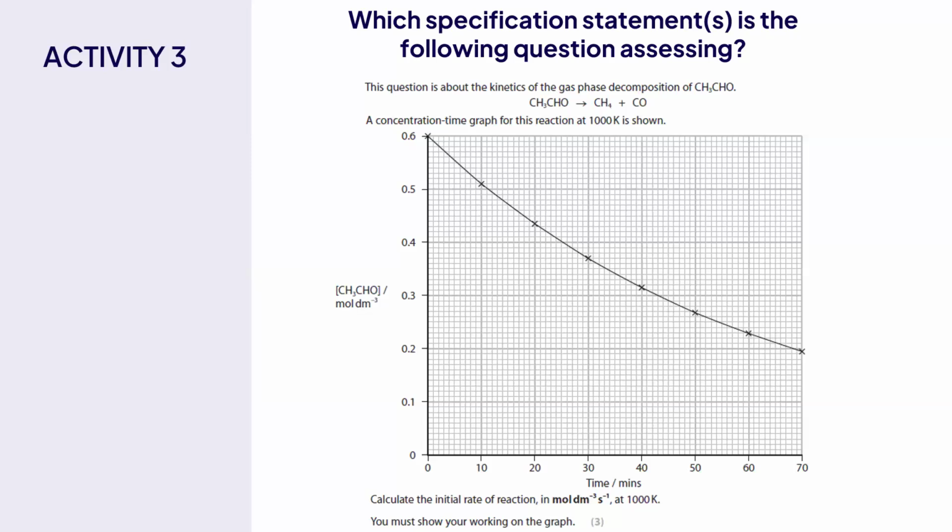And the last one, which specification statement is the following question assessing? This is a question about the kinetics of gas phase equilibrium, and you're given a graph and you're asked to calculate the initial rate of the reaction, and you must show your working on the graph. Obviously, this comes from the rate kinetics section that will be in Unit 4.